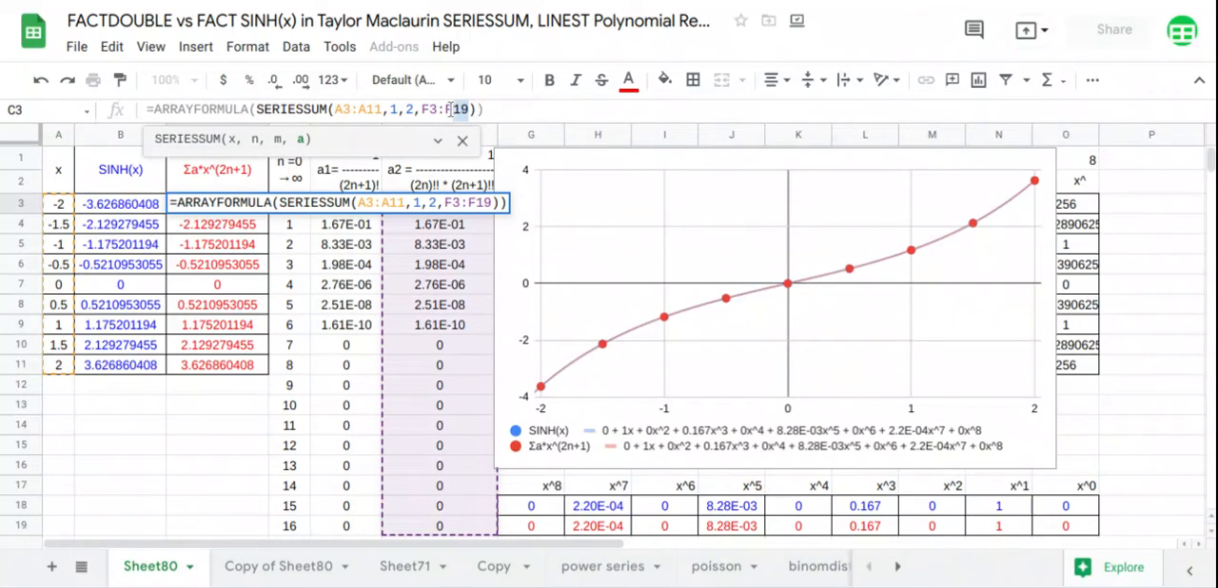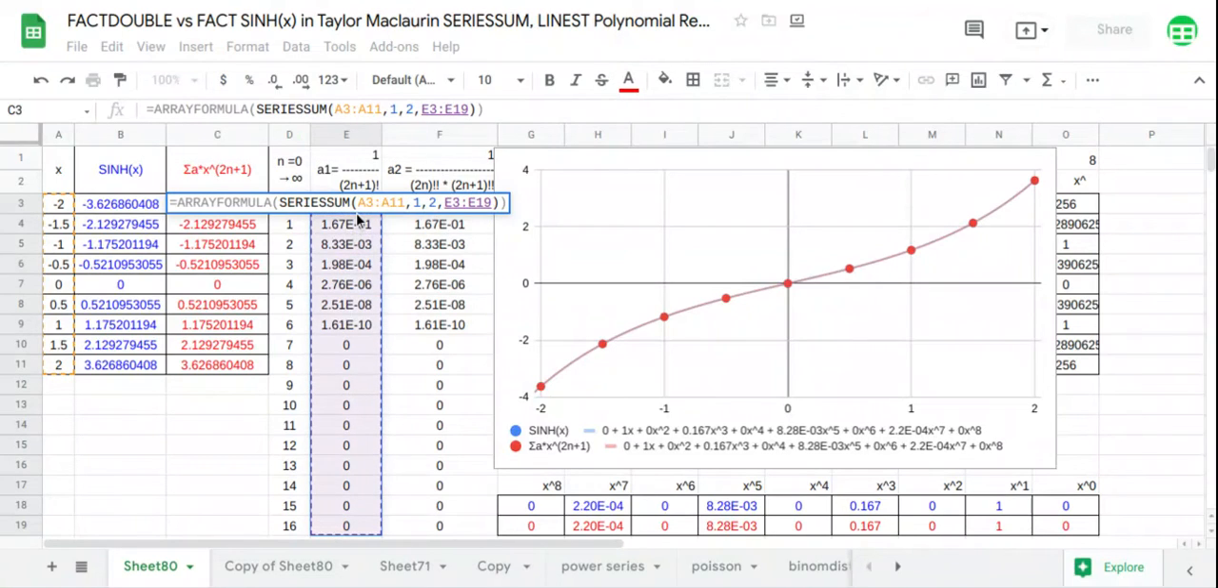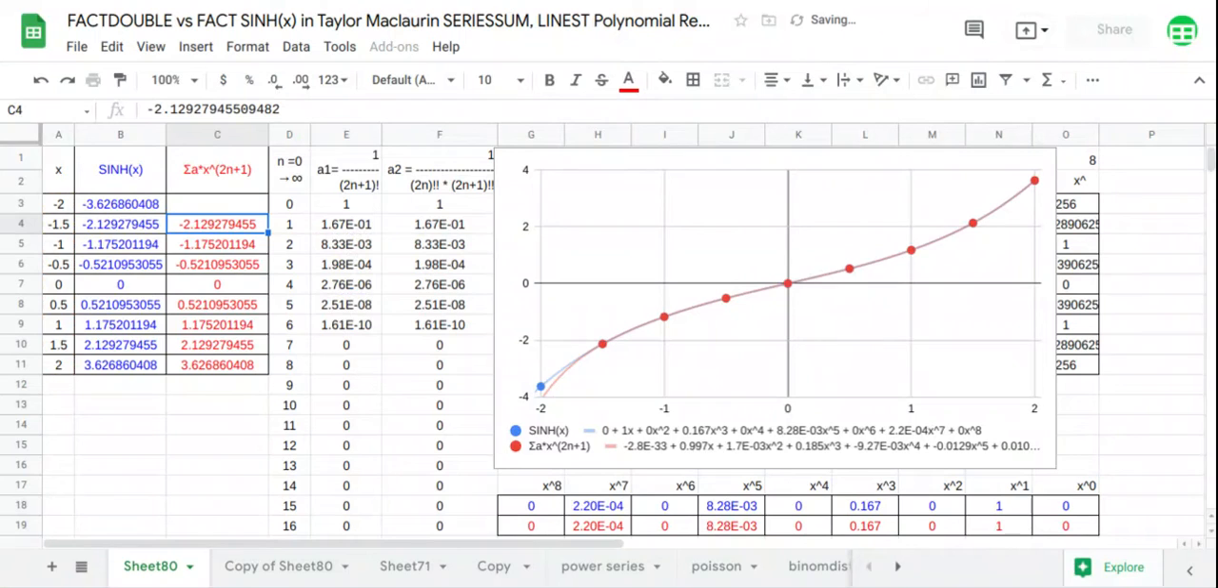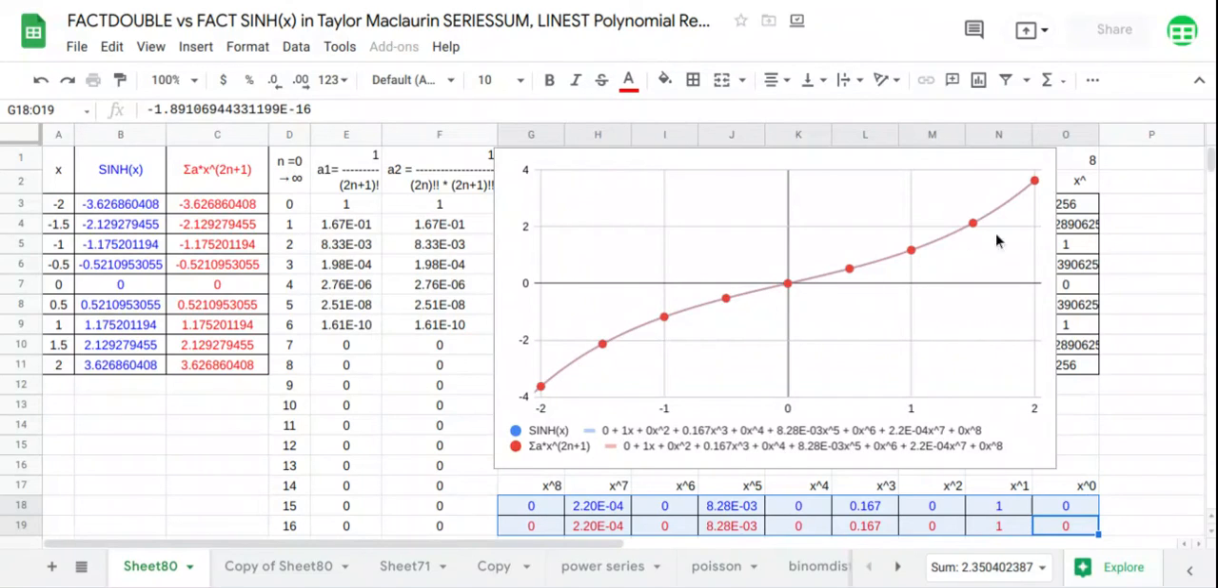Suppose we use the factorial. So we're using the factorial coefficients. We still get the same polynomial regression coefficients. The polynomials remain the same. The trend lines are still the same. And the datasets, they're still the same.